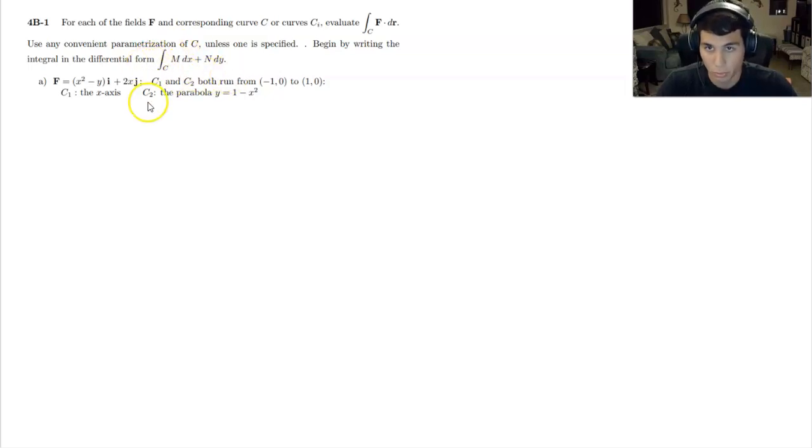Today we are going to do some Cartesian line integrals where we stay strictly in Cartesian.